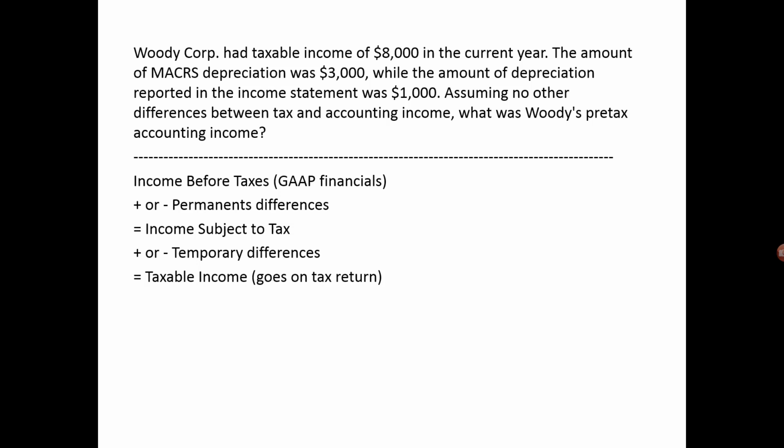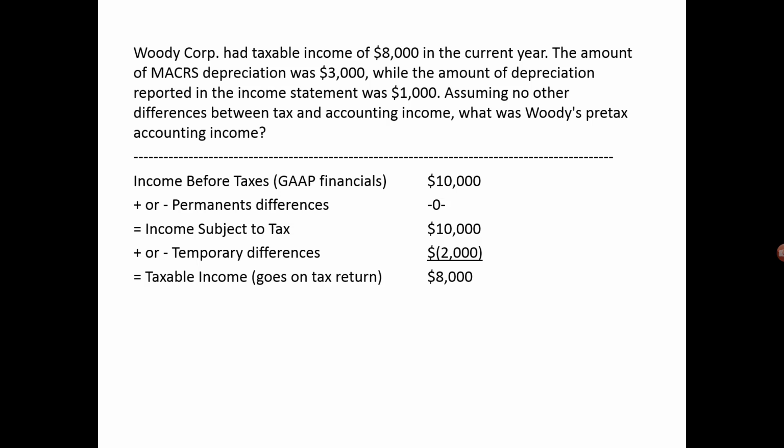If there were no other differences, what's pre-tax accounting income? So they actually want you to back into the beginning number. So let's populate this analysis here. Taxable income is $8,000 at the bottom, and then we would actually have to add that $2,000 back because the pre-tax income, we would subtract that $2,000 to get to what would be taxed because it's sheltering an additional $2,000 of income by the excess of tax depreciation over book depreciation.